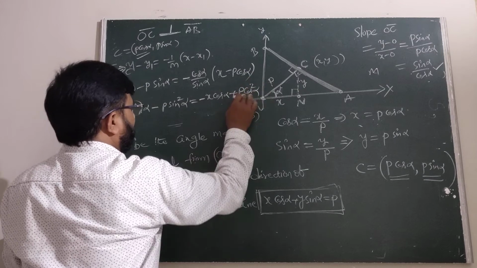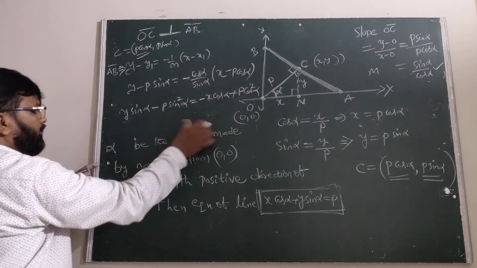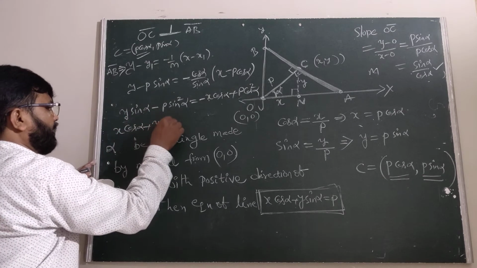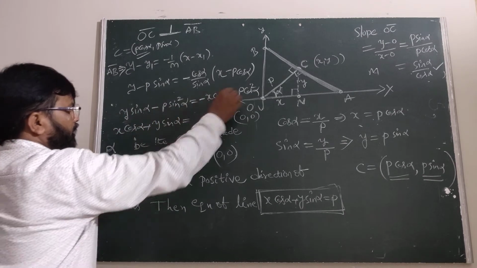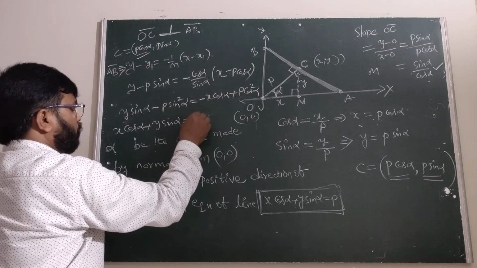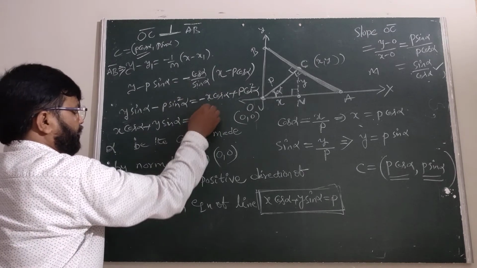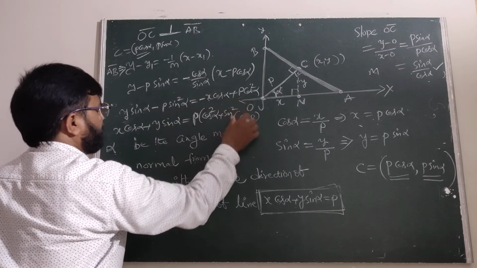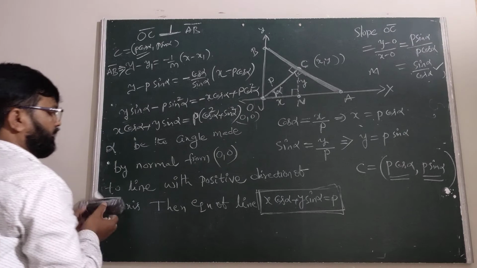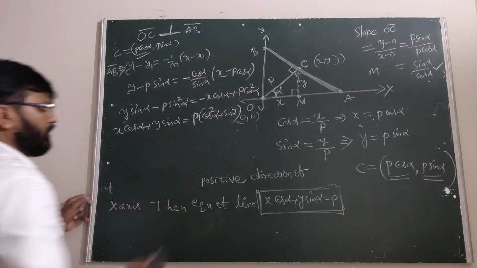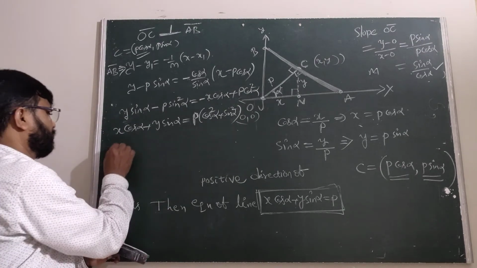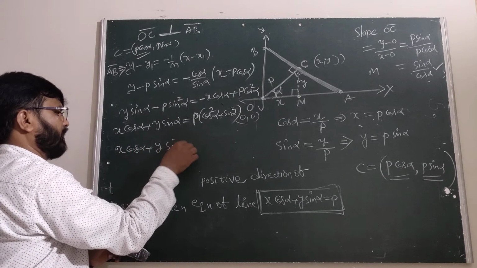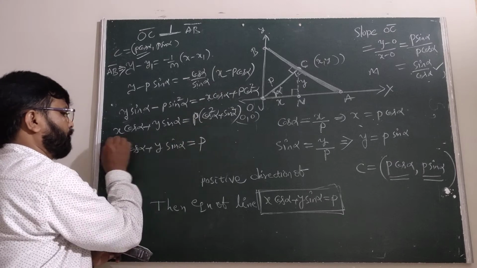p cos square alpha. This minus is sent to the other side, that is x cos alpha plus y sin alpha equal to, then it is sent to the other side. We take the common term p. We know that cos square alpha plus sin square alpha is 1. Therefore, x cos alpha plus y sin alpha equals p.